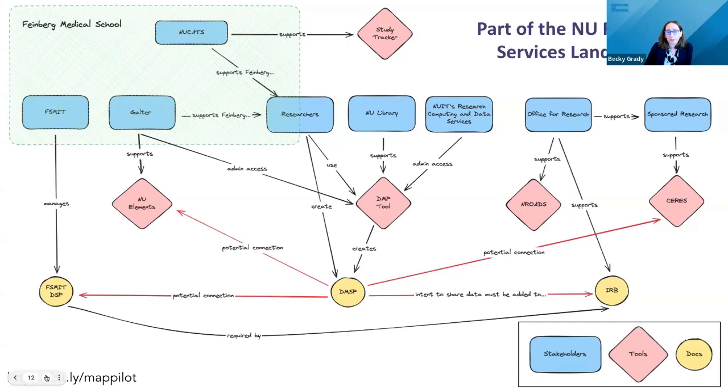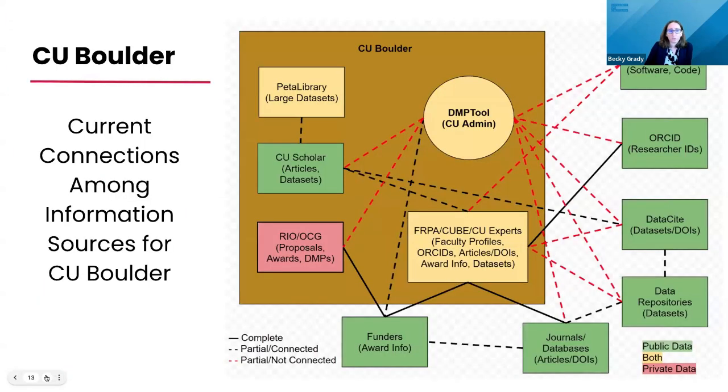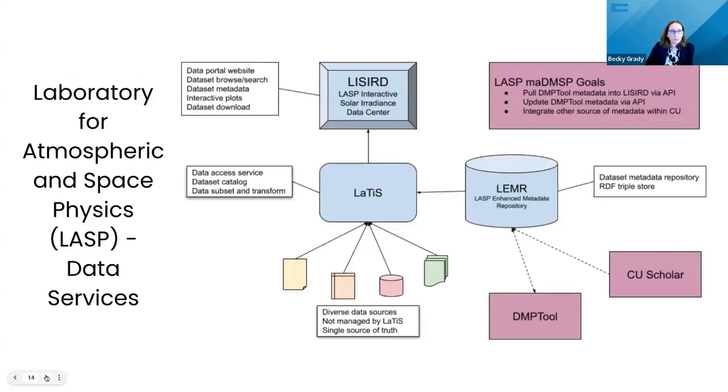On the next slide, another example of this is from CU Boulder, also in the earlier stages of exploring what these connections can be. There's a lot of systems that are already connected in various ways, and they're looking at how they can create more connections, sharing information, transferring data from one place to another in an automated way to generally reduce burden. A lot of the information in the DMP tool has a potential connection through the API to a lot of these different systems.